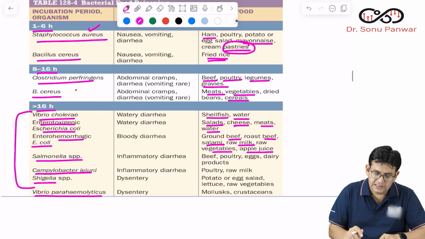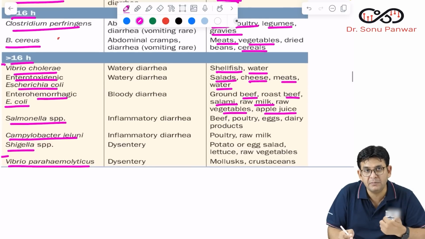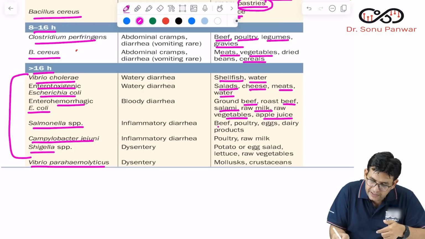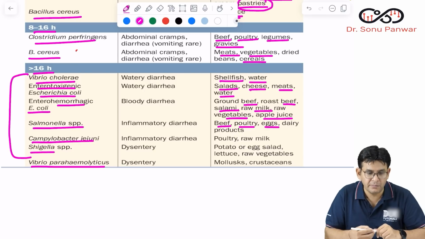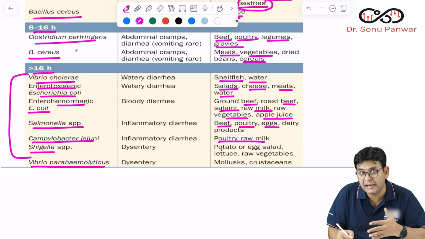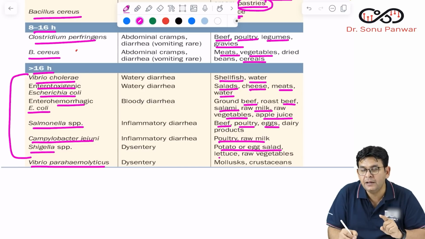coli. Salmonella, regarding Salmonella, again the same. These are non-typhoidal Salmonella, associated with beef, poultry, eggs and all that. Campylobacter jejuni, same: poultry, raw milk. Shigella: potato, egg salad. Shigella infections from egg salad, and the same was there in Staph also. Lettuce, raw vegetables. So be very cautious while dealing with raw vegetables, you can get the infection of Shigella.